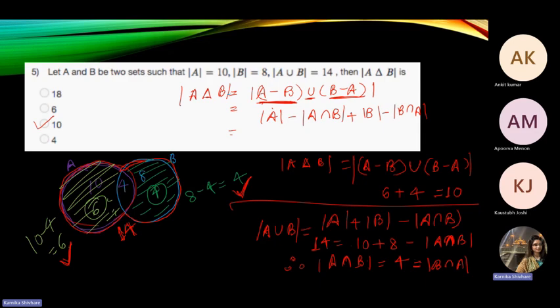So how much is this? The number of elements in A is given as 10 minus, we just identified this value as 4, plus the number of elements in set B, that is 8 minus B intersection A, that is 4 again. So this is equal to 10.